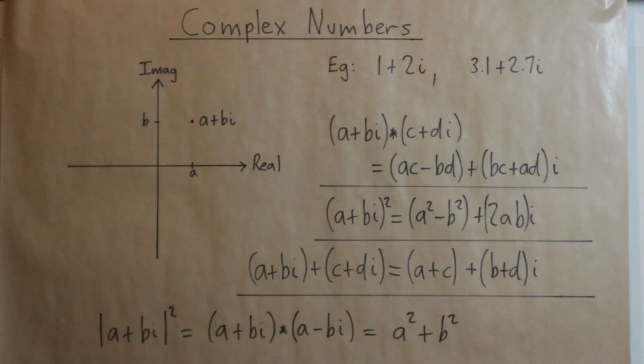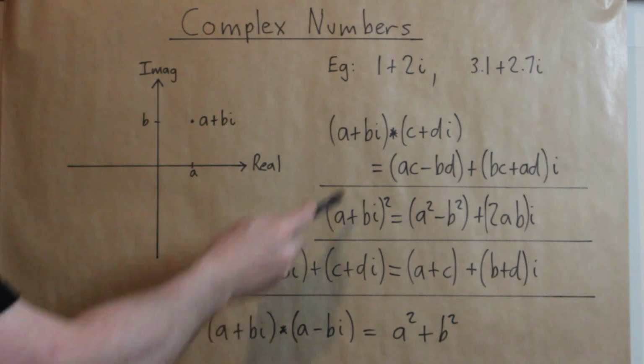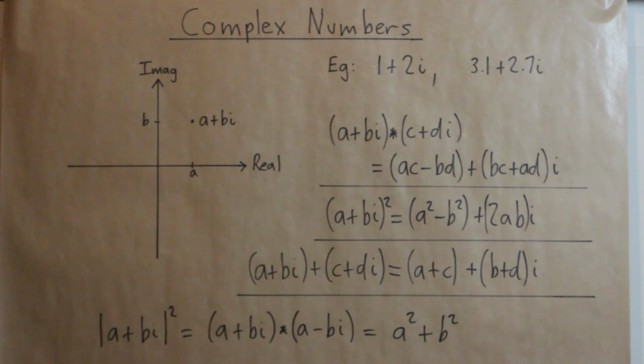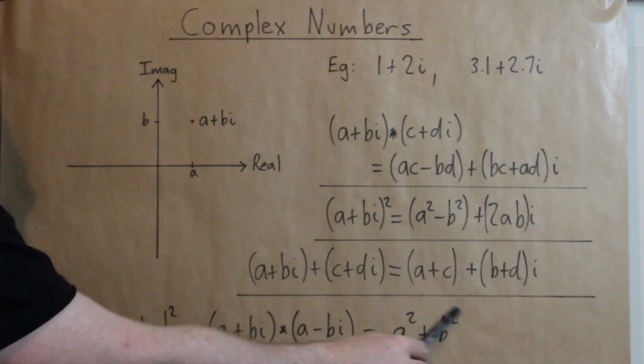So this is also very nice. Anyway, for reasons that I'm not going to go into, this whole expression here can actually be written in complex numbers as a plus bi times a minus bi. And we just use our multiplication rule.